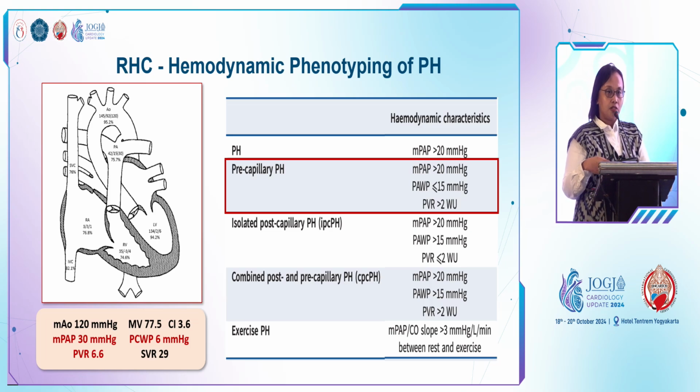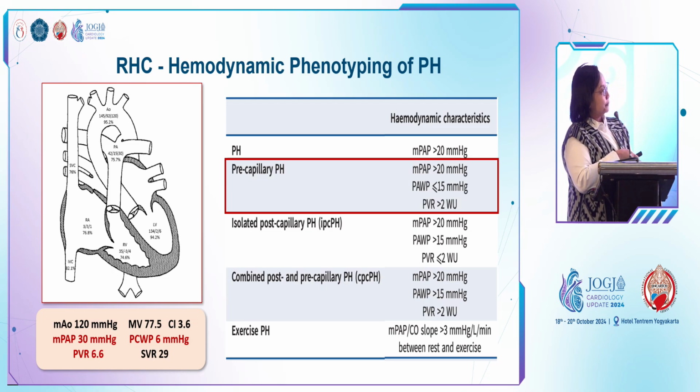Otherwise, if the wedge pressure is more than 15 millimeters of mercury, then we have to be suspicious of involvement of the left heart in the occurrence of PH. So pulmonary arterial hypertension will require MPAP more than 20, pulmonary capillary wedge less than 15, and PVR more than 2 Wood units. That is the hemodynamic classification if the patient is diagnosed with pulmonary arterial hypertension.